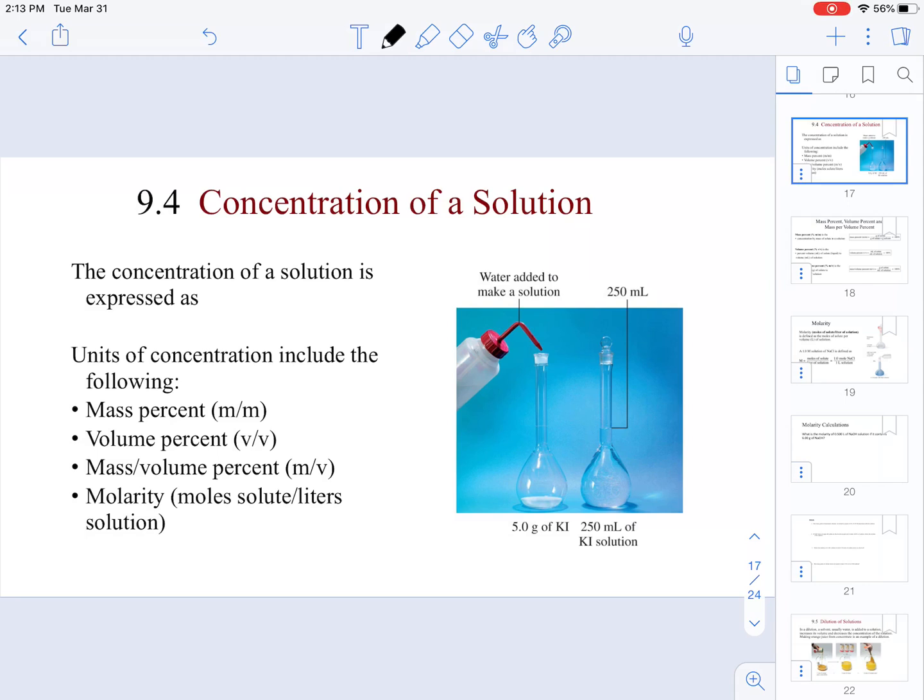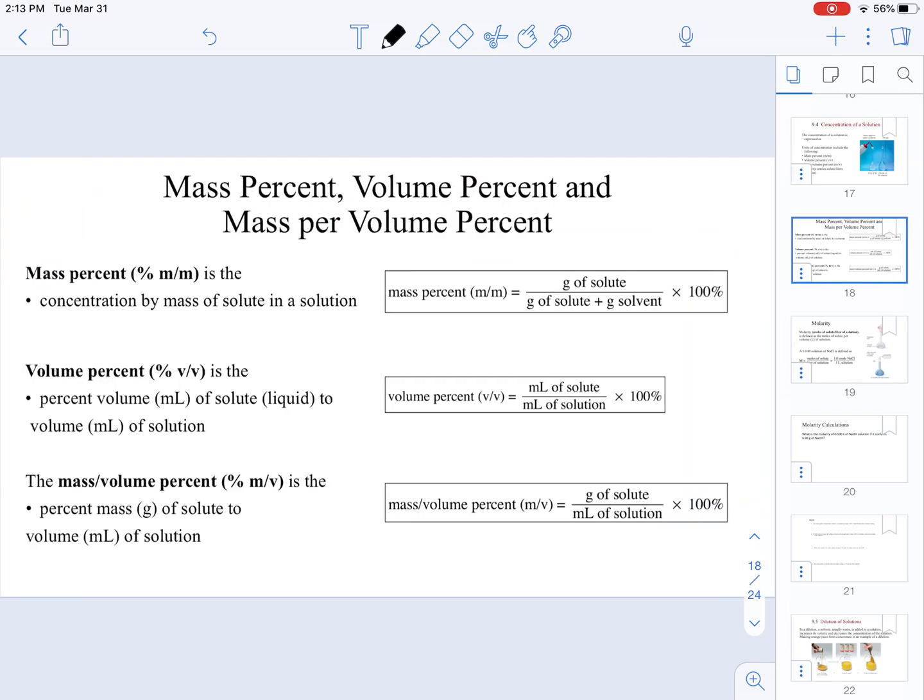In this section, we are going to look at the different units for concentration of a solution, followed by problems on dilutions. The concentration of a solution can be expressed as one of the four following units: mass percent, volume percent, mass per volume percent, and molarity. As you can see in this slide, we have the different equations for mass percent, volume percent, and mass per volume percent.